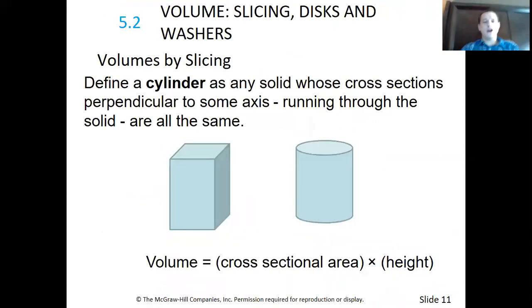So here we go. Volume. The first method is by something called slicing.